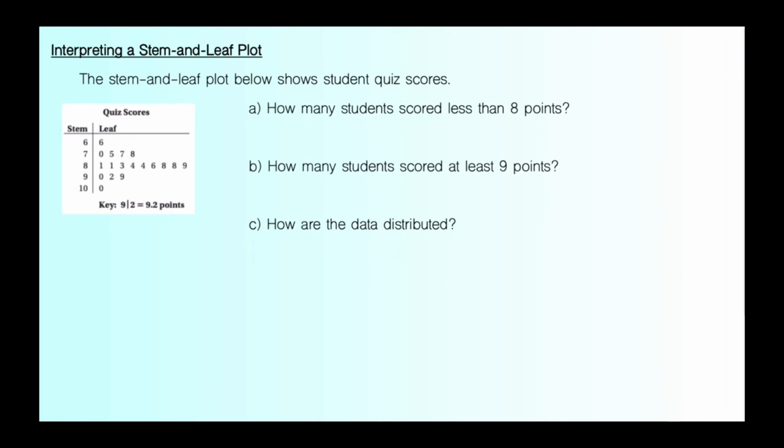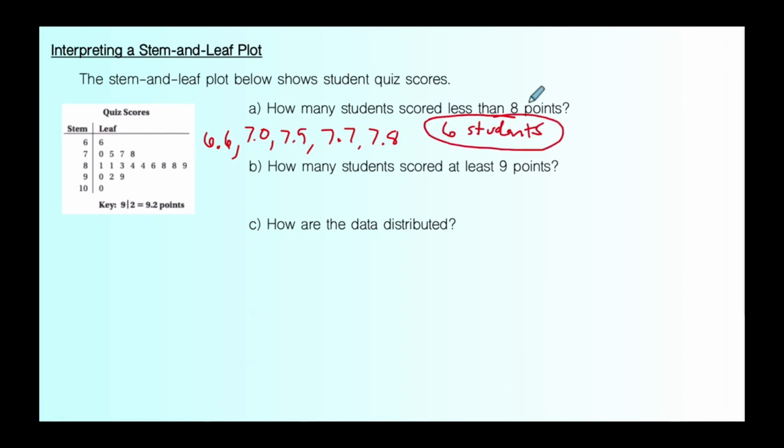Anyways, let's go through some of the questions here. Fairly simple, but let's make sure we've got it. How many students scored less than 8 points? Well, that's not too hard to figure out. It's nothing in this column or above because these are all 8.1s and above. So that means it's got to be 7.0, 7.5, 7.7, 7.8, and that 6.6. So that's 1, 2, 3, 4, 5, 6 students scored less than 8 points. That would be your final answer there.